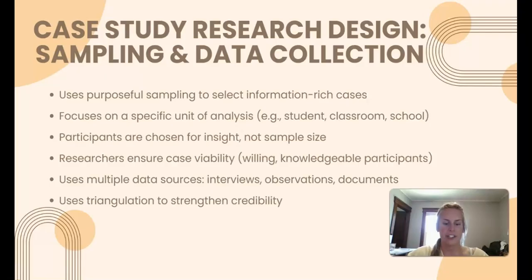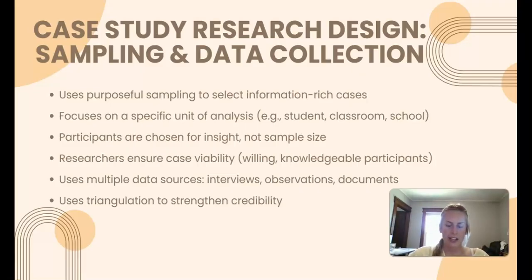So case study research uses purposeful sampling, meaning that participants are chosen intentionally because they can provide rich and meaningful information. The goal is not to get a large sample, but to get participants who can help explain the case being studied. So then next, researchers also focus on a specific unit for analysis, such as one student, one classroom, one school, or even a school district.